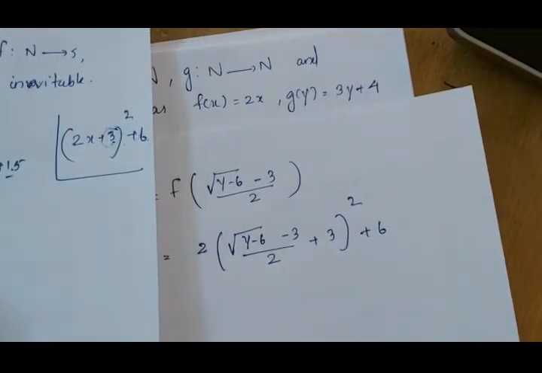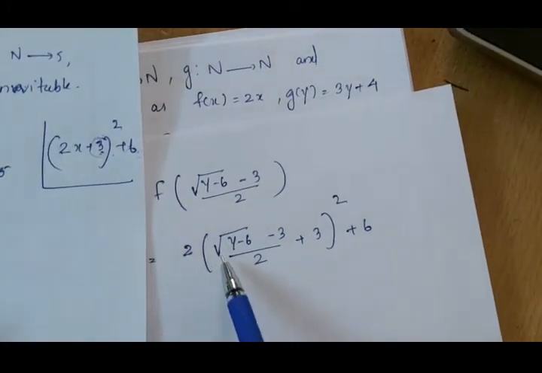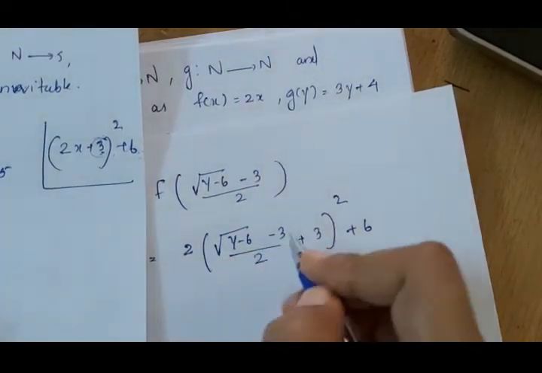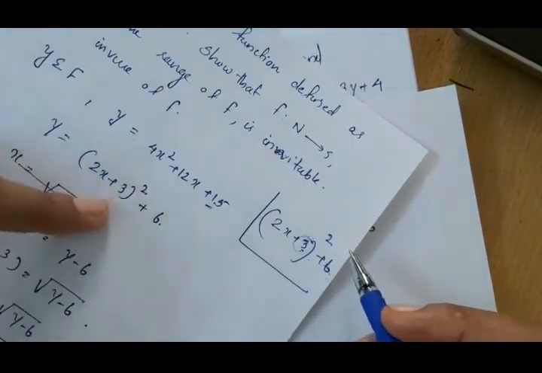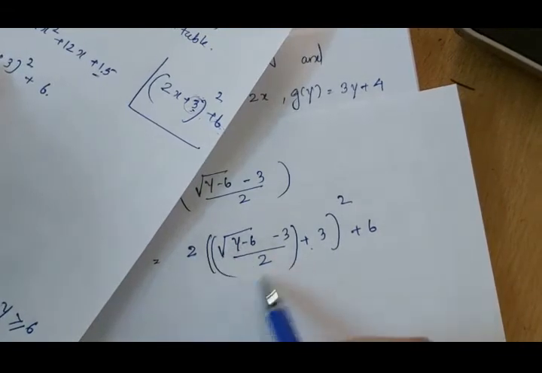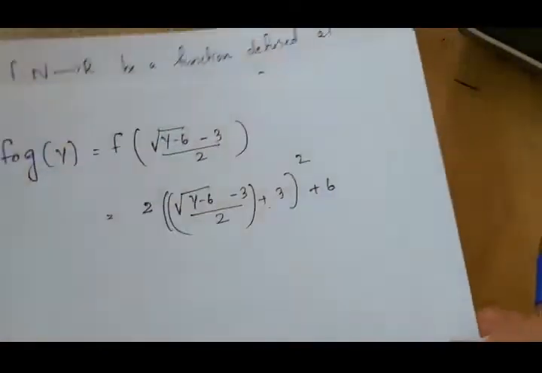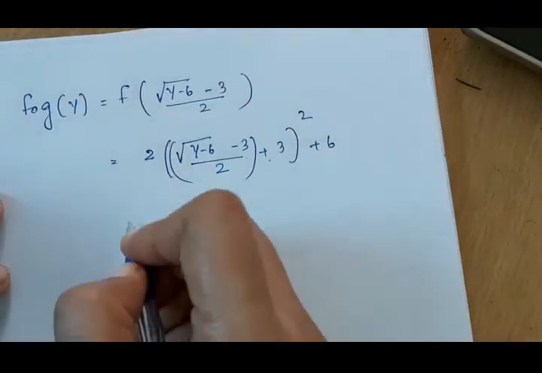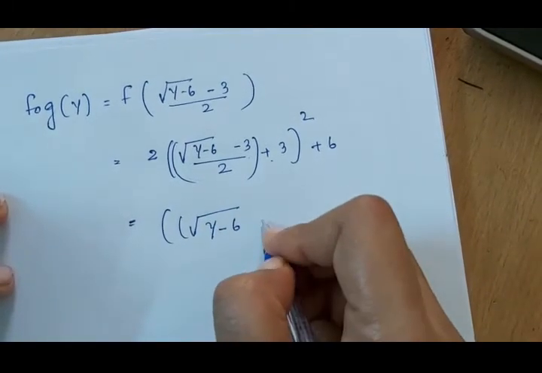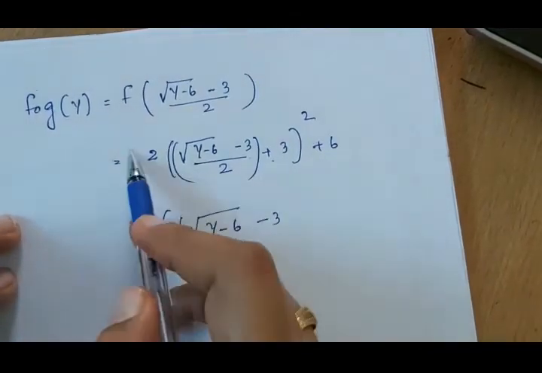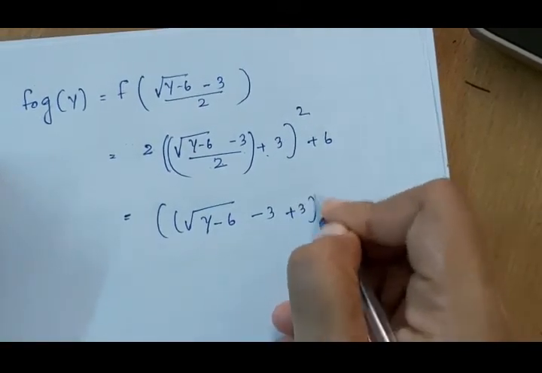2x plus 3 the whole square. So we are substituting 2 into the x value here, 2 into the x value here, plus 3 the whole square plus 6. So 2 into, what is x here? This one, plus 3 the whole square, plus 6, which is equal to root of y minus 6. This 2 is getting cancelled. Minus 3 plus 3 the whole square plus 6.